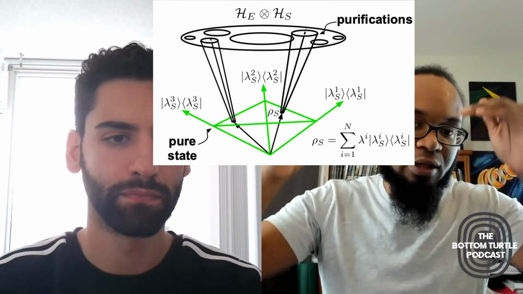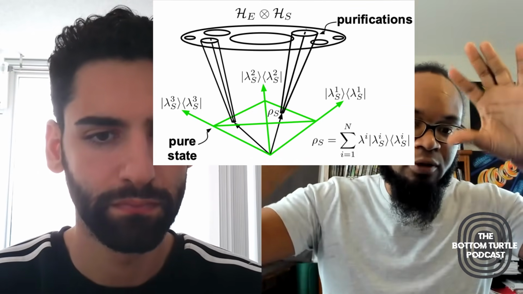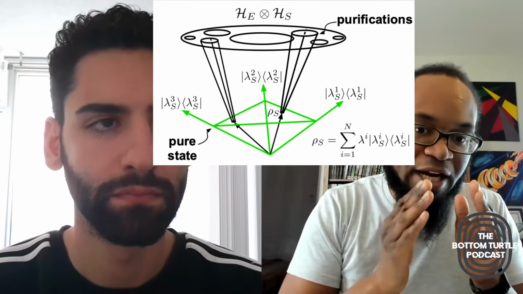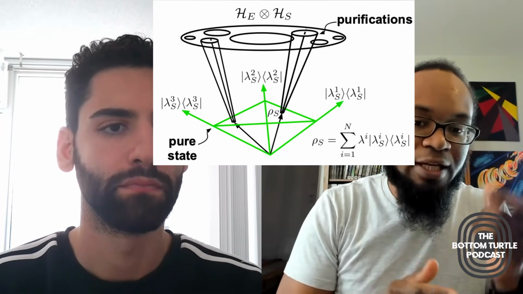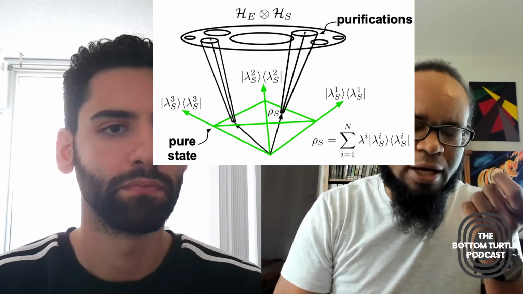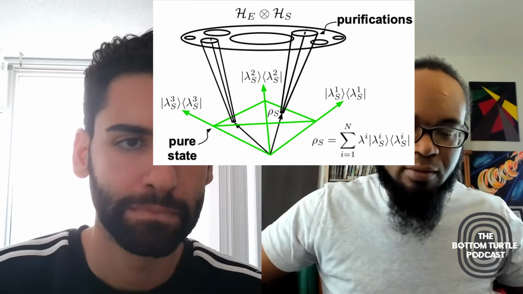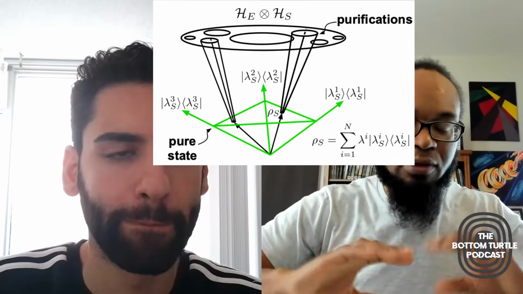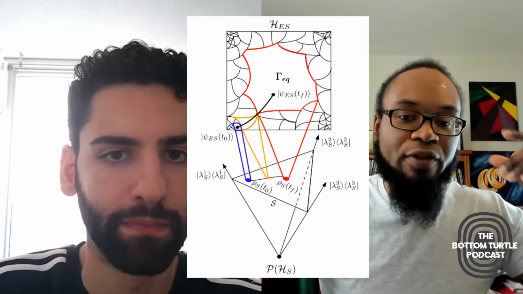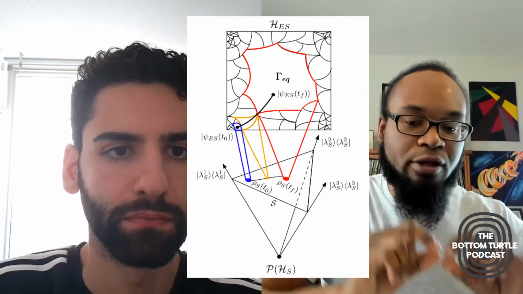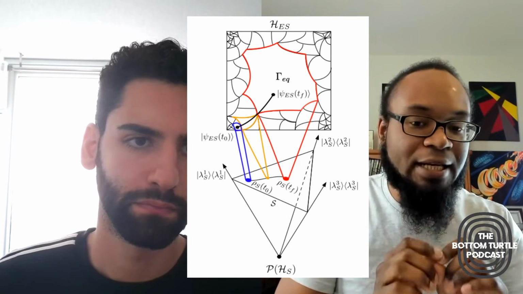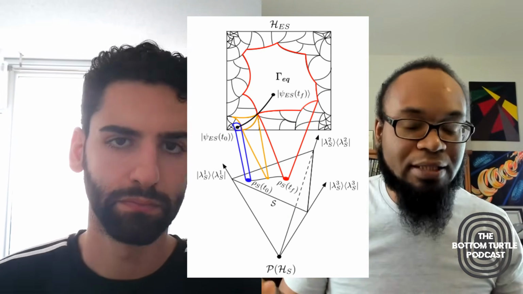If I take the joint system, go down to a subsystem, and then compute the purity of the subsystem, if that thing is pure, then it's a point on the vertex of the triangle, and there's no entanglement between system and environment because purity is associated with separability. If I take my composite system, go down to a subsystem, and it's not pure, then that means there's entanglement.